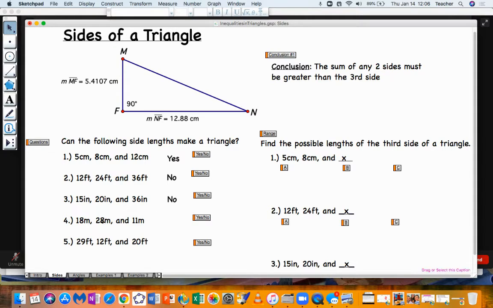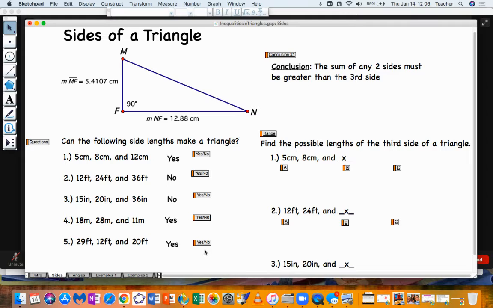All right, number 4, I have 18, 28, and 11. Now be careful with this. Make sure we're taking the two smallest. So the two smallest are 18 and 11. 18 plus 11 is 29, and 29 is bigger than 28. So that would be a yes. And then number 5, I have 29, 12, and 20. 12 and 20 are your two smaller sides. Add those two, I get 32, and 32 is bigger than 29. So that would be a yes.